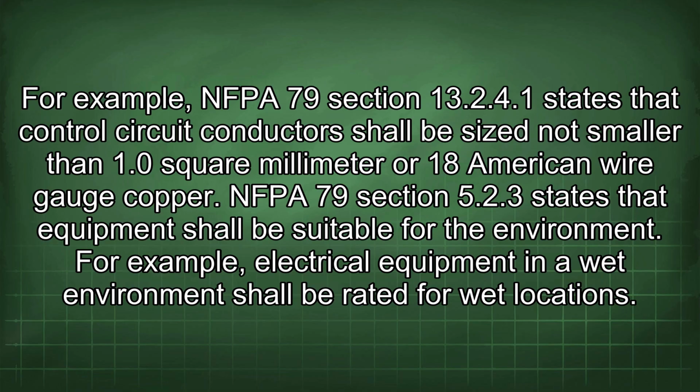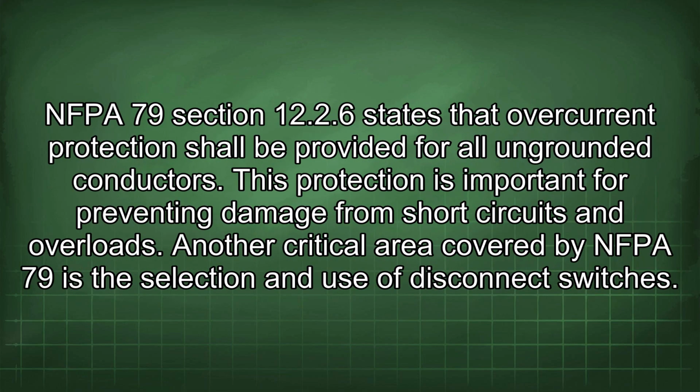For example, NFPA 79 Section 13.2.4.1 states that control circuit conductors shall be sized not smaller than 1.0 square millimeter or 18 American wire gauge copper. NFPA 79 Section 5.2.3 states that equipment shall be suitable for the environment. For example, electrical equipment in a wet environment shall be rated for wet locations. NFPA 79 Section 12.26 states that overcurrent protection shall be provided for all ungrounded conductors. This protection is important for preventing damage from short circuits and overloads.